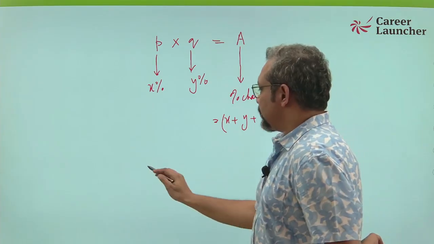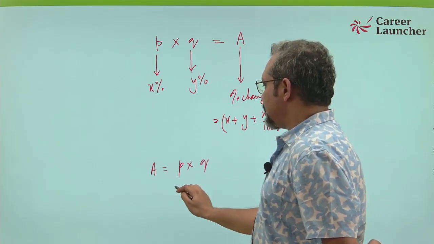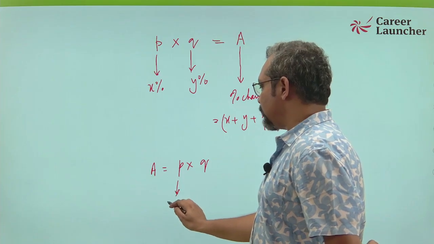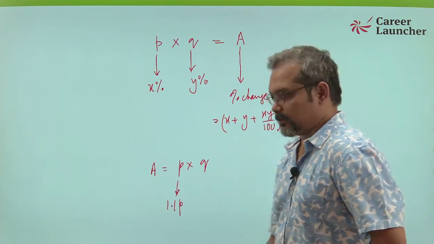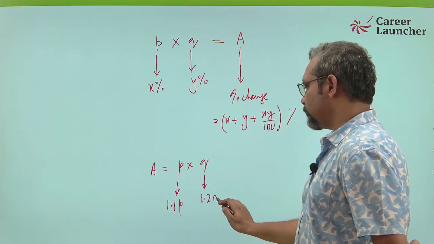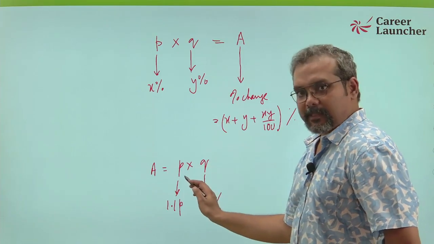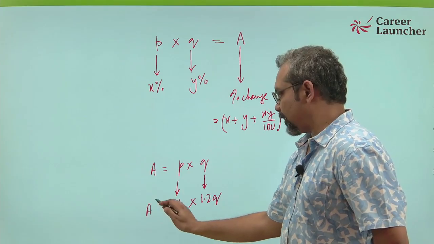The logic is simple. See, if you had A equals P times Q and P changed by 10%, P's value will become 1.1 P. Okay, I'm assuming 10% change here. And here let us say 20% change. So this becomes 1.2 Q. These are anyways getting multiplied, so we are going to multiply them. That's a new value of A dash.